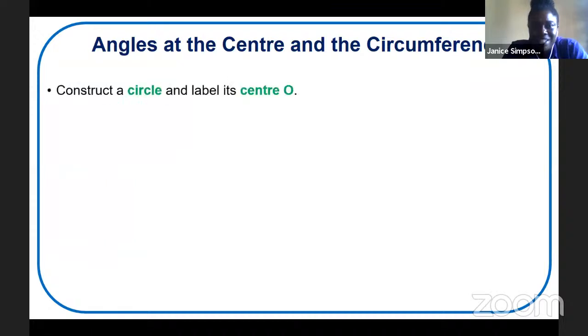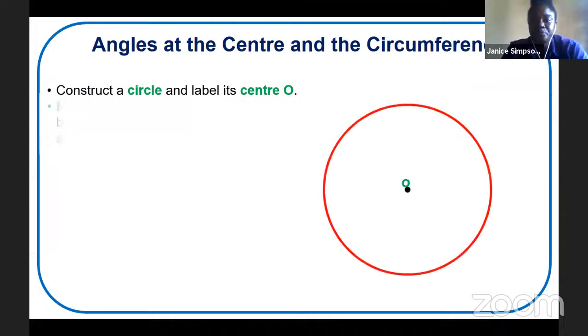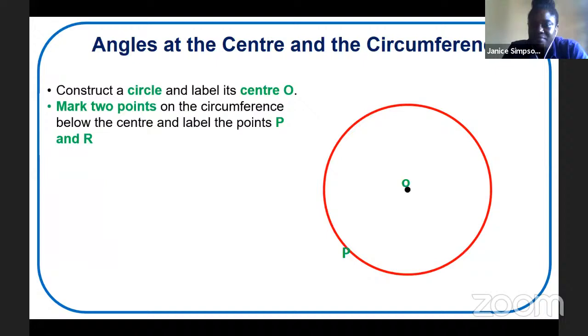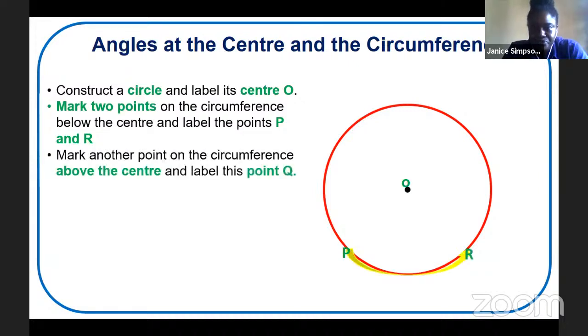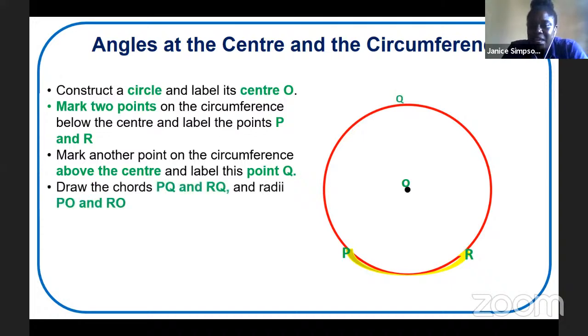All right. So now we're going to look at angles at the center and the circumference. So we're drawing a circle O as usual. We're going to mark 2 points on the circumference below the center, and we're going to label them P and R. And at another point, we're going to mark another point on the circumference above the center, and we are going to label this point Q.